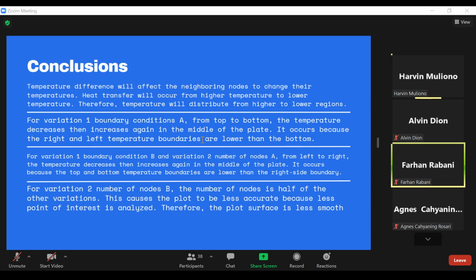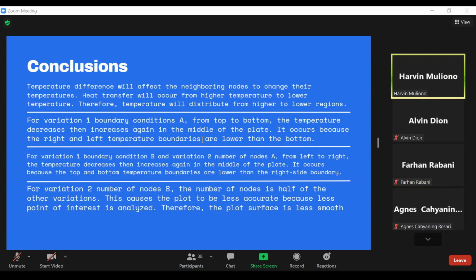So for the conclusion, we can conclude that temperature difference will affect the neighboring nodes to change their temperatures, because when there are different temperatures, heat transfer will occur. Heat transfer will occur from higher temperature to lower temperature. Therefore, temperature will distribute from the higher to the lower regions.